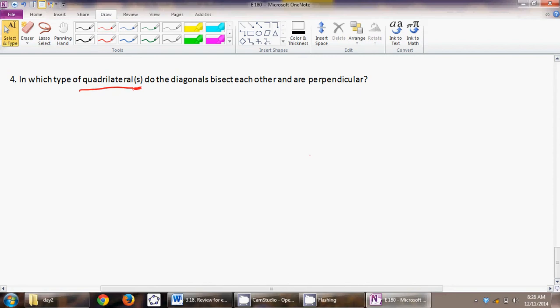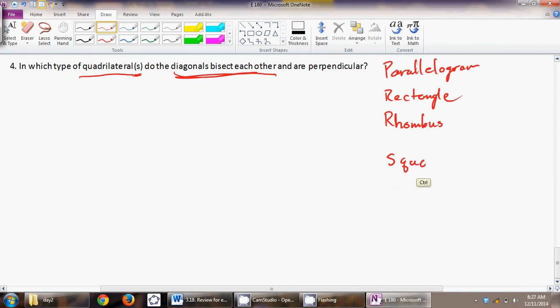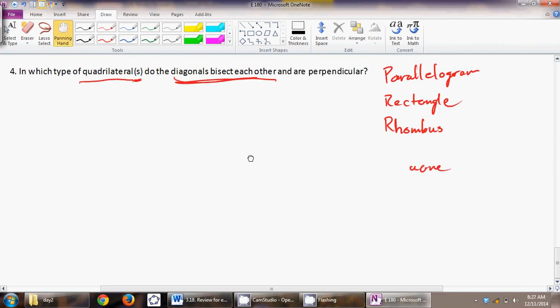Well, that's every parallelogram, right? This part, two pieces, diagonals bisect each other. Well, that's all of them. That's parallelogram. That's rectangle, which is an equiangular parallelogram. That's rhombus, which is an equilateral one. And then there's square, which is both. Trapezoid isn't a parallelogram, so it won't fit in here.